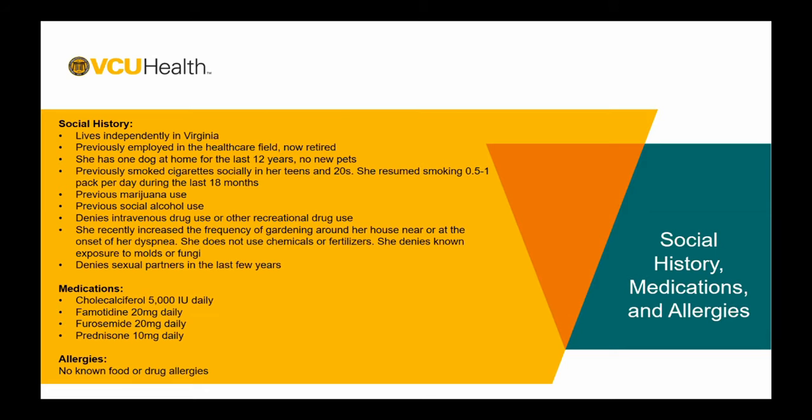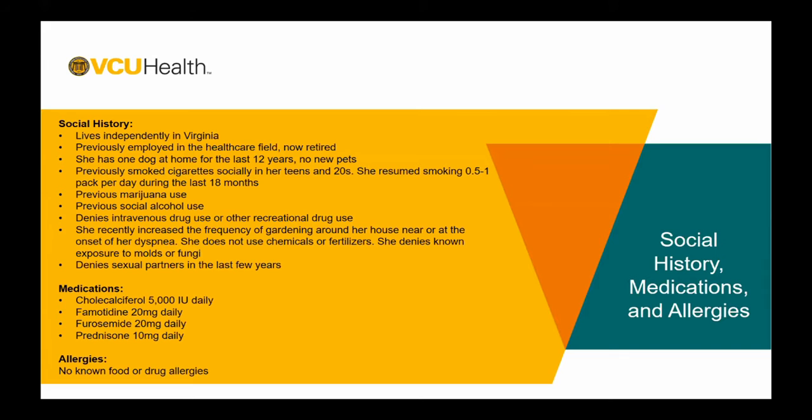Social history: she lives independently in Virginia, previously employed in the healthcare field, but now retired. She has 1 dog at home for the last 12 years, though otherwise no new pets. She previously smoked cigarettes socially in her teens and 20s. She resumed smoking about a half pack to 1 pack per day within the last 18 months.